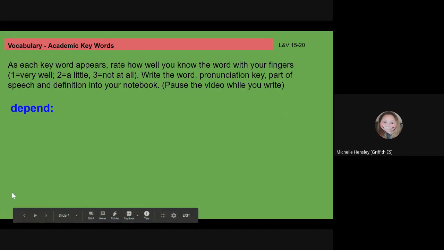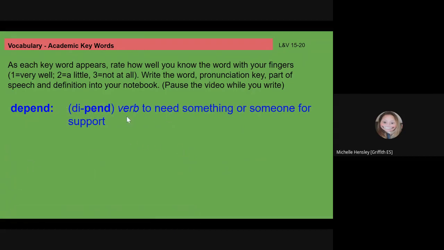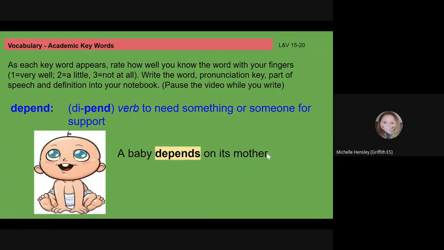And our next word is depend. Depend. How well do you know depend? Is that a 1, 2, or 3? Depend, 2 syllables. A verb this time, that means it's an action word, and it means to need something or someone for support. To need someone or something for support is to depend on that someone or something. A baby depends on its mother. It needs its mother for support. Okay? Depend, to need something or someone for support. Go ahead and pause the video here if you need to. We'll move on to the next word.